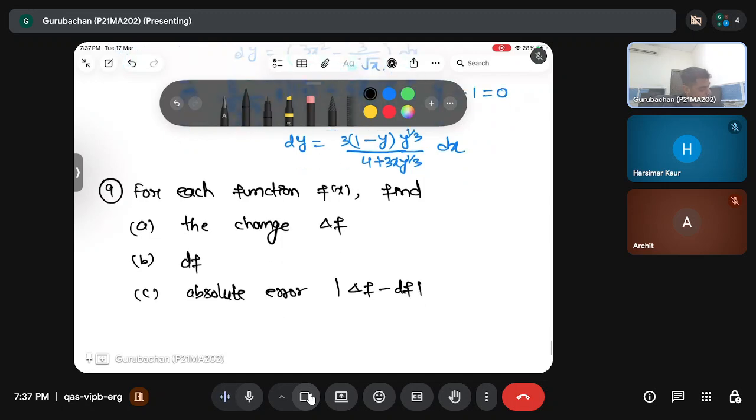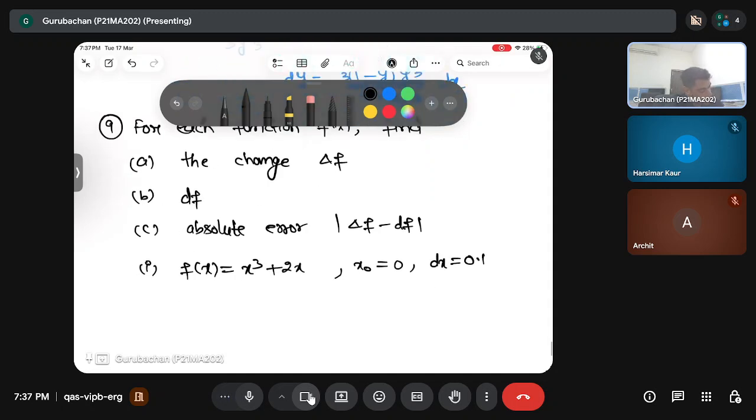So what are the functions? The first function is fx equal to x cube plus 2x, and your point is 0, and your dx is 0.1, while in the second part your function is x minus 1 and the point is 0.5 and dx is 0.1.